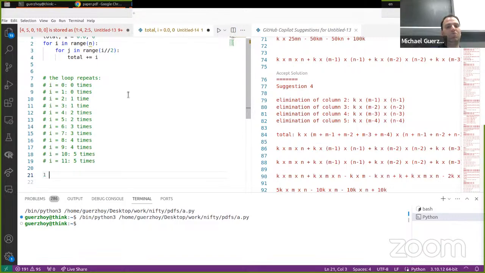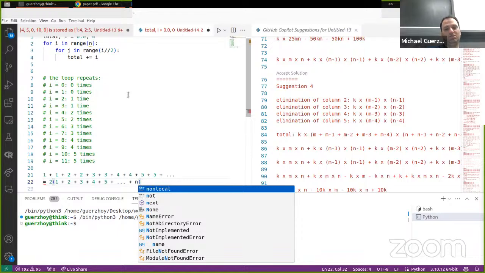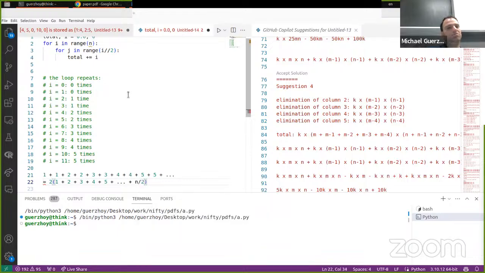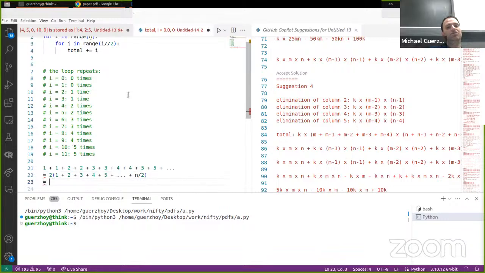Well, it's like 1 plus 1 plus 2 plus 2. And that equals 2 times (1 plus 2 plus 3 plus 4 plus 5 up to, well, n over 2). Right? Because the last time it's approximately n. And this is just the arithmetic series.